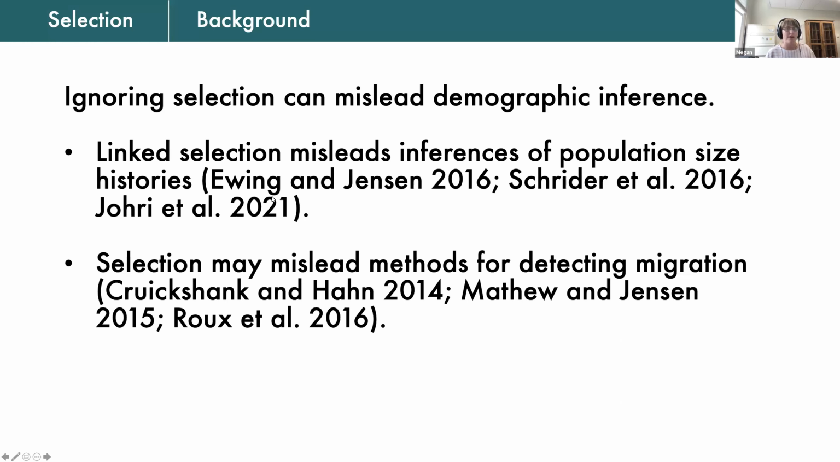But we know less about how selection misleads the most popular methods for detecting migration today, particularly when we're thinking about realistic models of selection, because there haven't been many studies of realistically modeled selection and its impacts on these methods. And so that's what we set out to do. We wanted to ask, are these popular methods misled by biologically realistic selection?